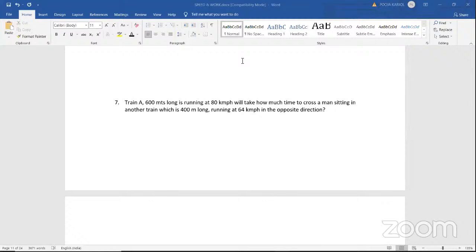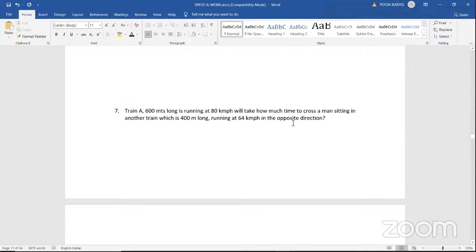If you're taking just the man, and not the whole train, how will you solve the problem? That way, that you think. Ma'am, 25. 25. Okay.